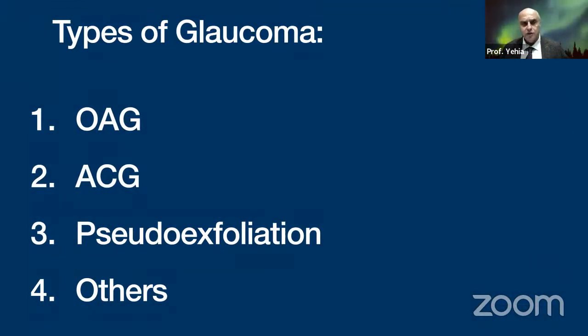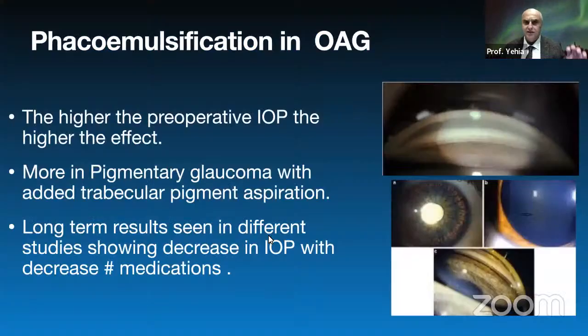These are the types. We all know about the glaucoma. There are open angle, primary or secondary angle closure, pseudoexfoliation should be put as an entity, and others, as we're going to see later on. In open angle glaucoma, the higher the preoperative pressure, the higher the effect of phacoemulsification, and this is more so in pigmentary glaucoma because of the trabecular washout of the trabecular pigment, aspiration and washout during the surgery.